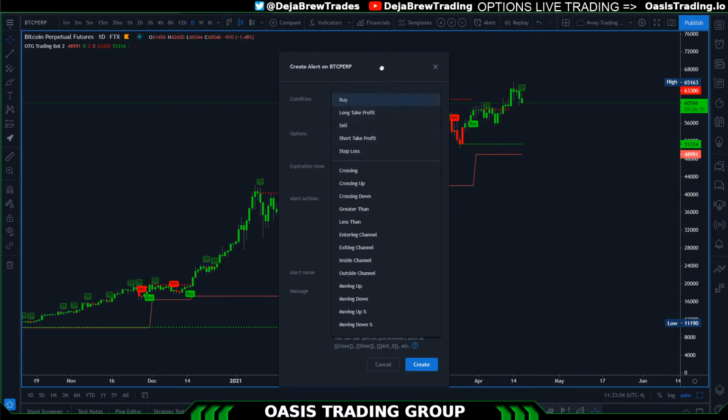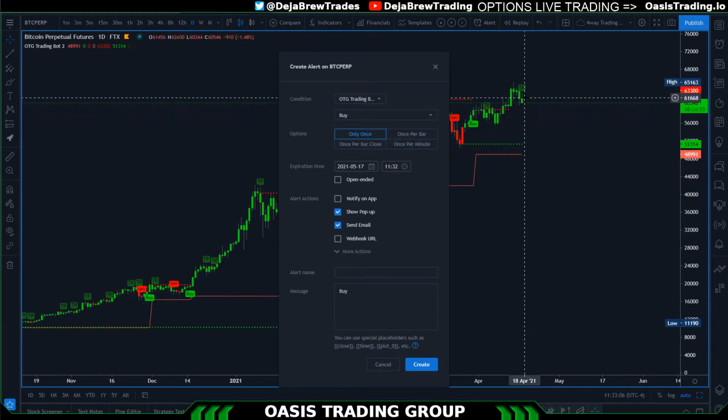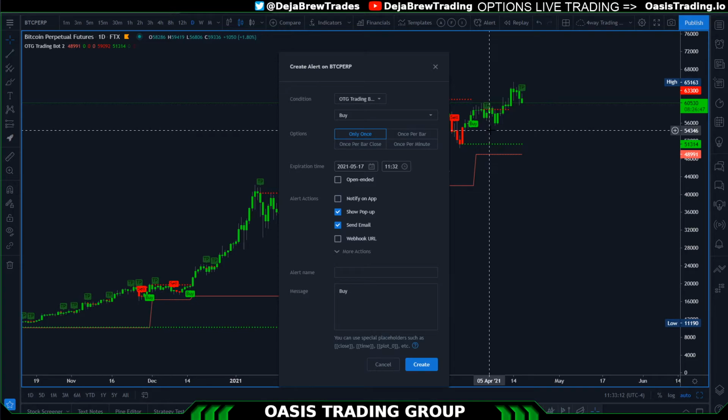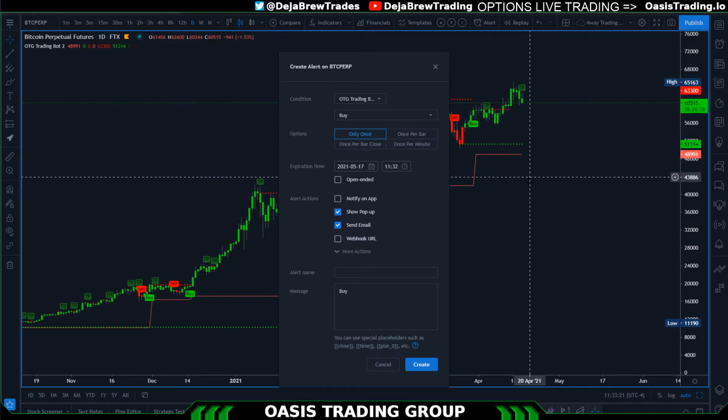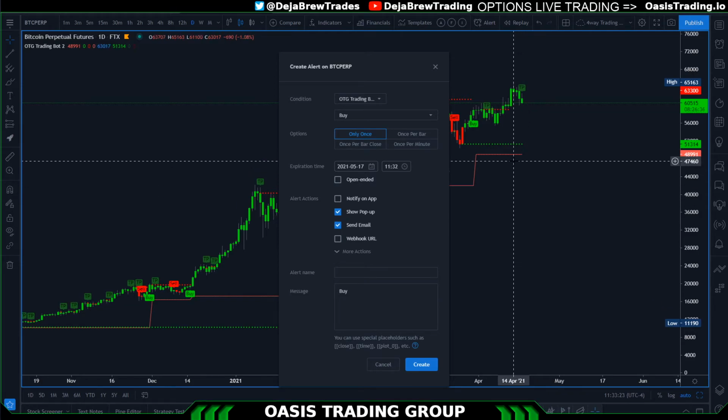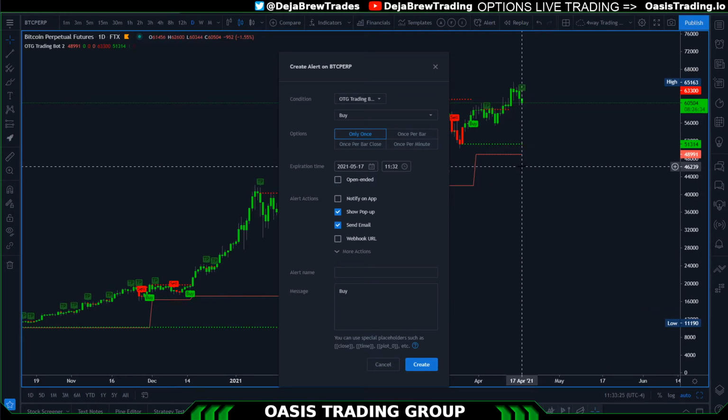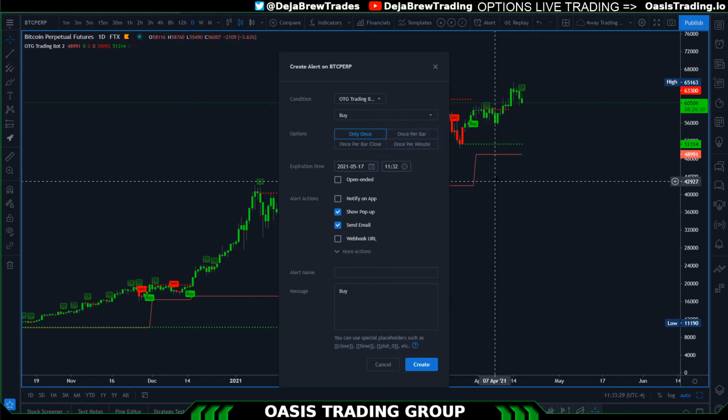Okay, if you want to be alerted when the bar closes, you have to select once per bar close. If you want to be alerted as soon as the signal fires, you select only once. Okay, if you want to be alerted when it signals, but sometimes it will flash on and off, and you only want to be alerted the first time it flashes, do once per bar. And that will make sure it only alerts you the first time it flashes. Okay?